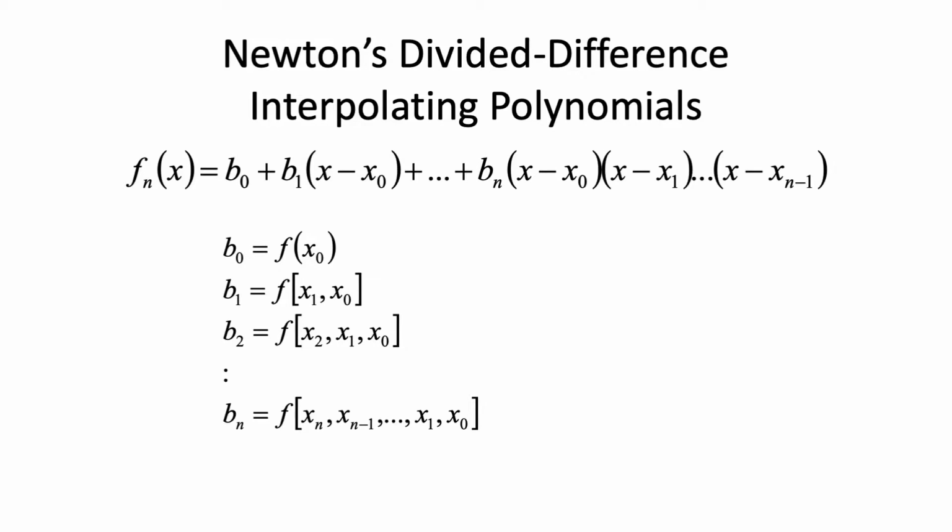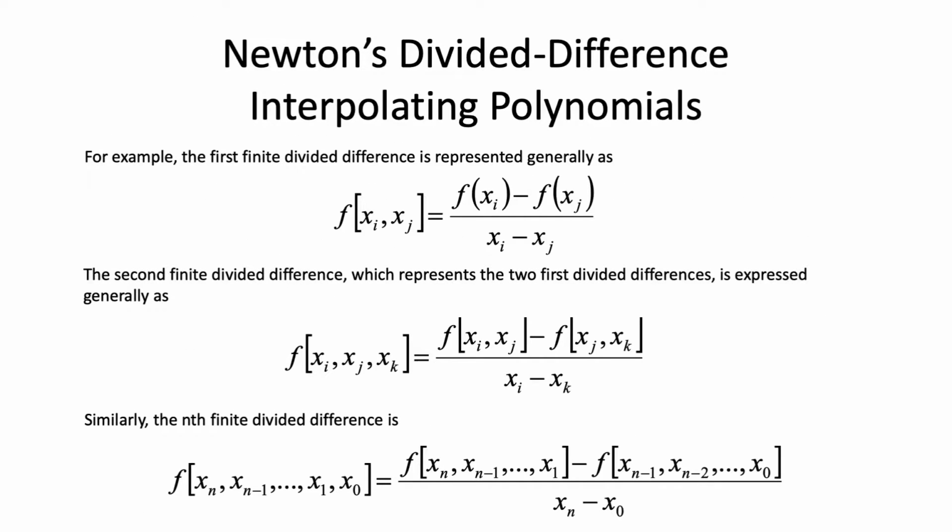The bracketed function evaluations are finite divided differences. For example, the first finite divided difference is represented generally as f bracket x sub i, x sub j close bracket equals f of x sub i minus f of x sub j all over x sub i minus x sub j. The second finite divided difference, which represents the difference of two first divided differences, is expressed generally as f bracket x sub i, x sub j, x sub k close bracket equals f bracket x sub i, x sub j close bracket minus f bracket x sub j, x sub k close bracket all over x sub i minus x sub k.